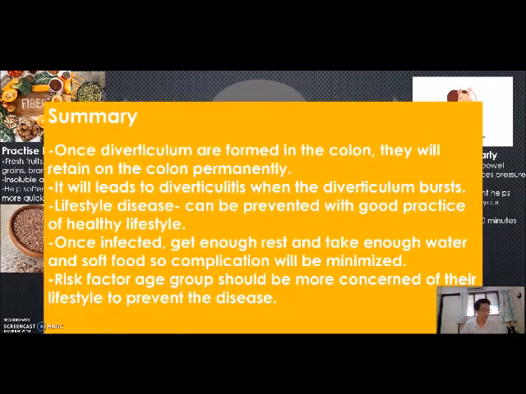So for the summary, once a diverticulum forms in our colon, it will stay there permanently, and this will create an easier condition for diverticulitis to happen. So this disease is actually a lifestyle disease, and it can be prevented when we practice a very good healthy lifestyle. So for the higher risk age group, there should be more concern about their lifestyle to prevent this disease.